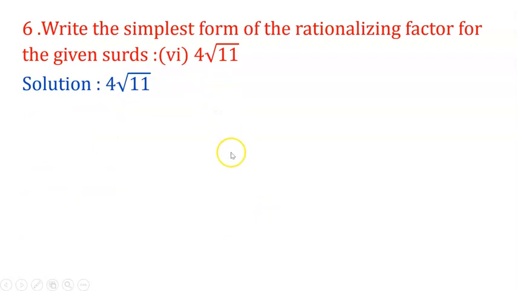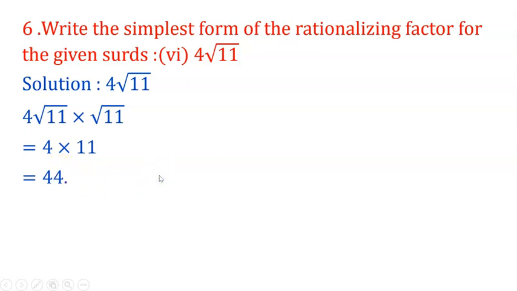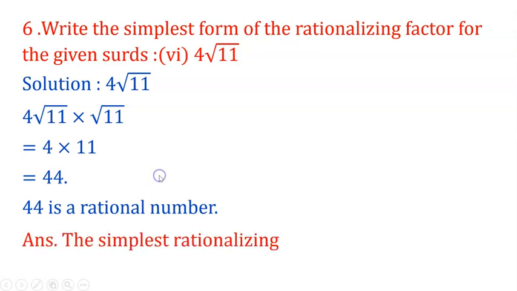Next, 4 into root of 11. Here root of 11 is the rationalizing factor because root of 11, this is a prime number, we cannot factorize it. Therefore, 4 into root of 11 into root of 11, you will get 11. 4 into 11, you will get 44, which is a rational number. And hence, the simplest rationalizing factor is root of 11.